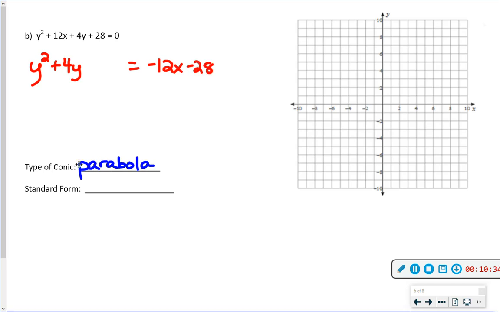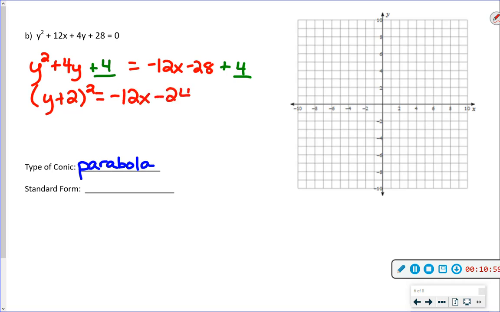So nice thing, your coefficient's 1 on the y squared. We're ready to complete your square. Half of 4 is 2, 2 squared. So over there on our left-hand side, that now factors into y plus 2 squared. I like it. I'm going to combine negative 28 and 4. And I'm just about ready to go to my standard form equation.